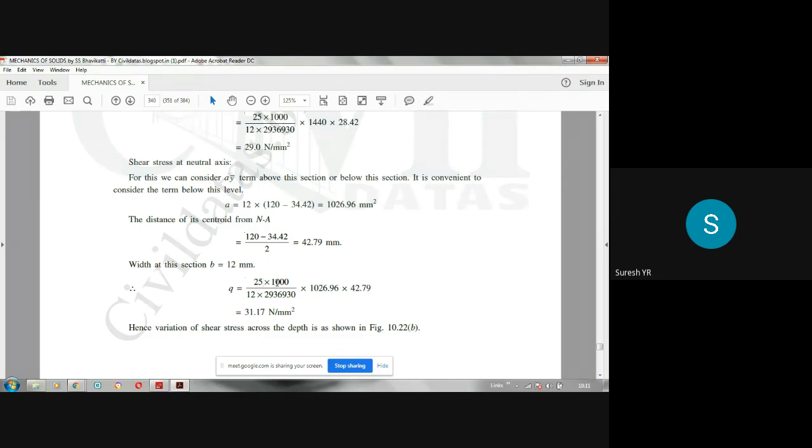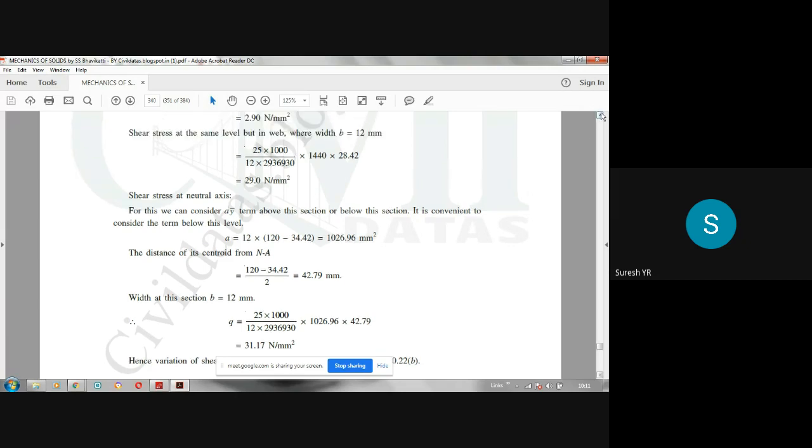So F is 25 into 10 cube divided by B, which is 12, and I is the same value, into the area of that rectangle below the neutral axis. The web portion rectangle is this much, into the distance of the centroid of that area below the neutral axis, which is 42.79. If you simplify this, you get 31.17 Newton per mm square. That is the maximum value of shear stress at the neutral axis.